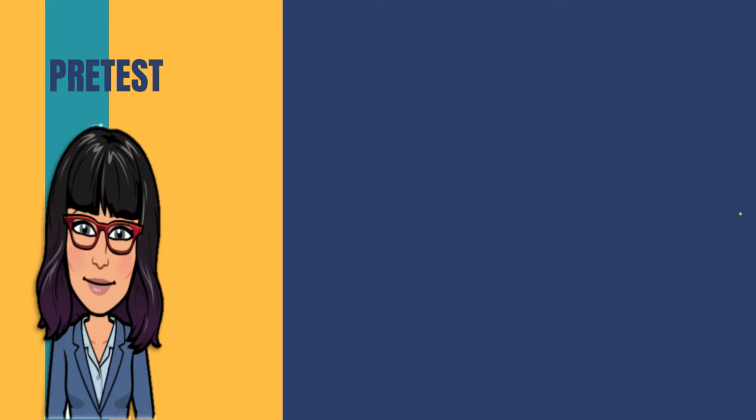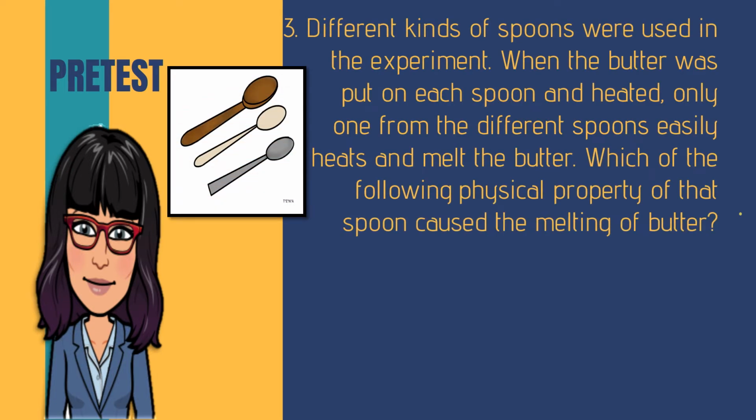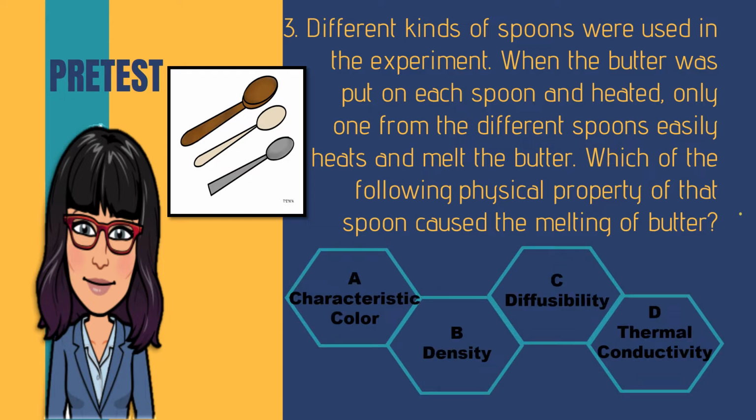Our third question is, different kinds of spoons were used in the experiment. When the butter was put on each spoon and heated, only one from the different spoons easily heats and melts the butter. Which of the following physical property of that spoon caused the melting of the butter? Choices are A. Characteristic color, B. Density, C. Diffusibility, or D. Thermal conductivity. Think for the answer. And the answer is D.